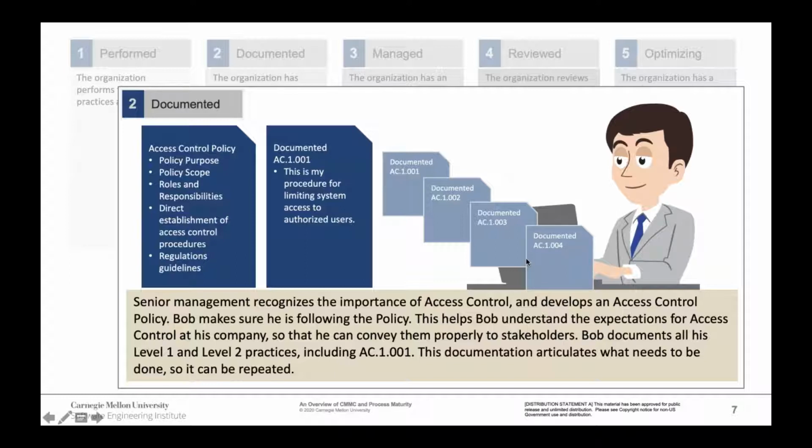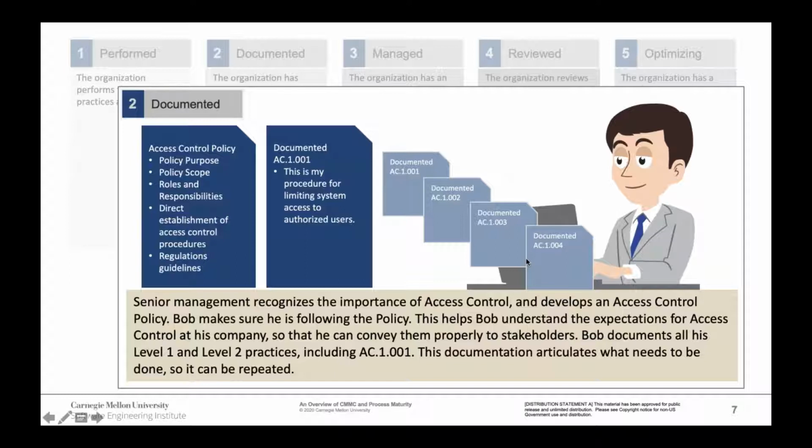So what does this mean in our example? For AC 1.001, there is an access control policy that comes down from senior management. This policy will demonstrate that leadership understands the importance of the access control activities, and it should lay out the expectations for these activities that include things like purpose and scope and roles and responsibilities. The other thing that the policy does is that it directs the development of documented practices.